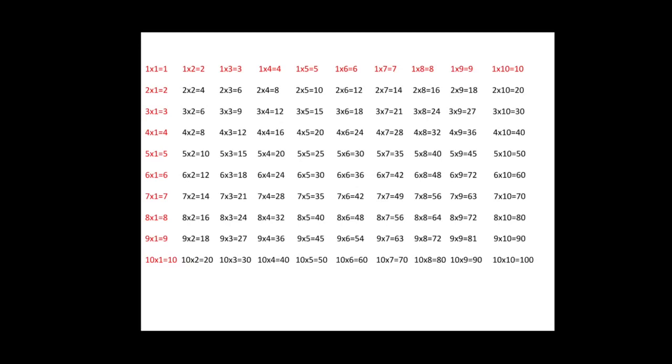Next, it is the table of 2. As I said before, we are counting by 2. So 2, 4, 6, 8, 10, 12, 14, 16, 18, 20. It goes on. That is also easy. When you learn the table of 2, you will also get the multiplication facts of all other tables up to 2.